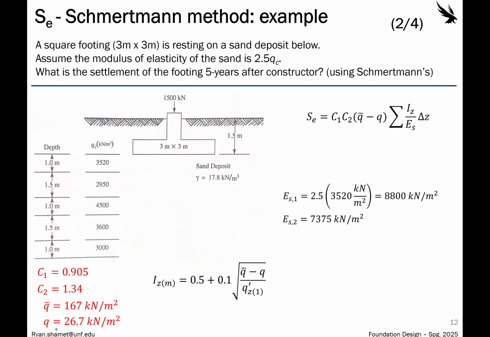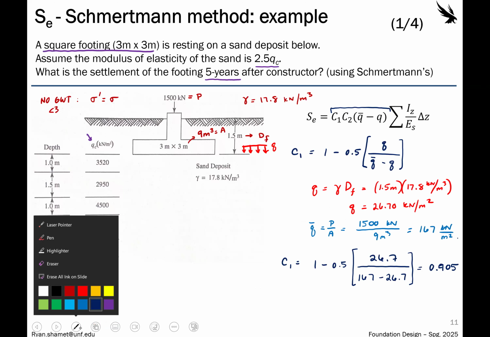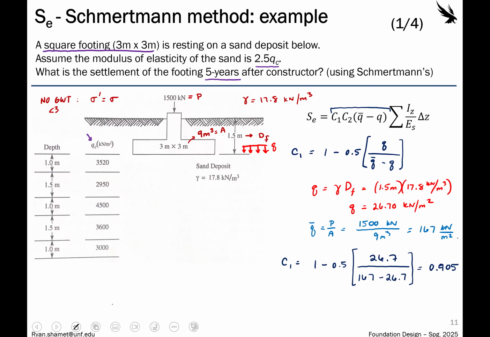Okay, so the next thing that we need to find. Oh, I guess I didn't calculate the other thing down here. Let's do the other, C2, real quick based off of the creep. So our C2, second coefficient, this is 1 plus 0.2 times the log of the years that we care about. So that's 5 years divided by 0.1. This is going to be equal to 1.34.